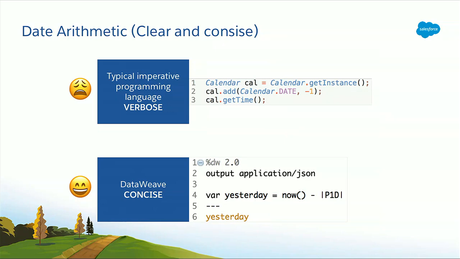Data arithmetic, this winds up being very clear and concise as well. With your typical imperative programming language, data arithmetic can be a little verbose. I know that there are some libraries out there that really help with this, but for a while, they were kind of letting these object-oriented principles get in the way of simplicity and clarity. So when we have our DataWeave code, that actually winds up being a lot more concise. We take the now function, which returns the current date time, and we subtract a period of 1 day and assign that to a variable called yesterday.